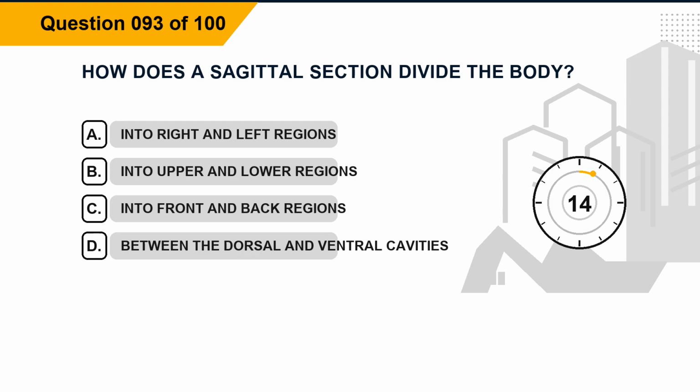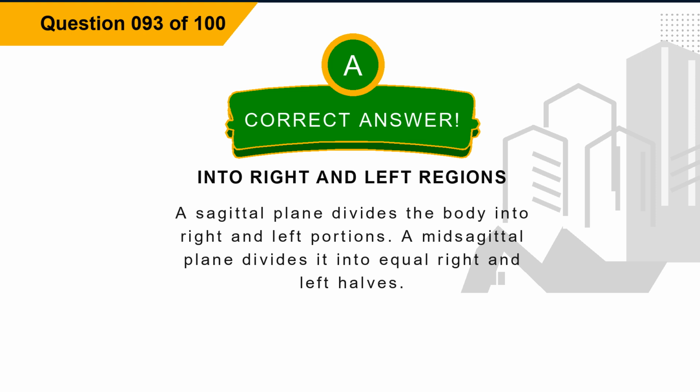Question 93. How does a sagittal section divide the body? Option A, into right and left regions. Option B, into upper and lower regions. Option C, into front and back regions. Option D, between the dorsal and ventral cavities. The correct answer is option A, into right and left regions. Explanation: a sagittal plane divides the body into right and left portions. A mid-sagittal plane divides it into equal right and left halves.